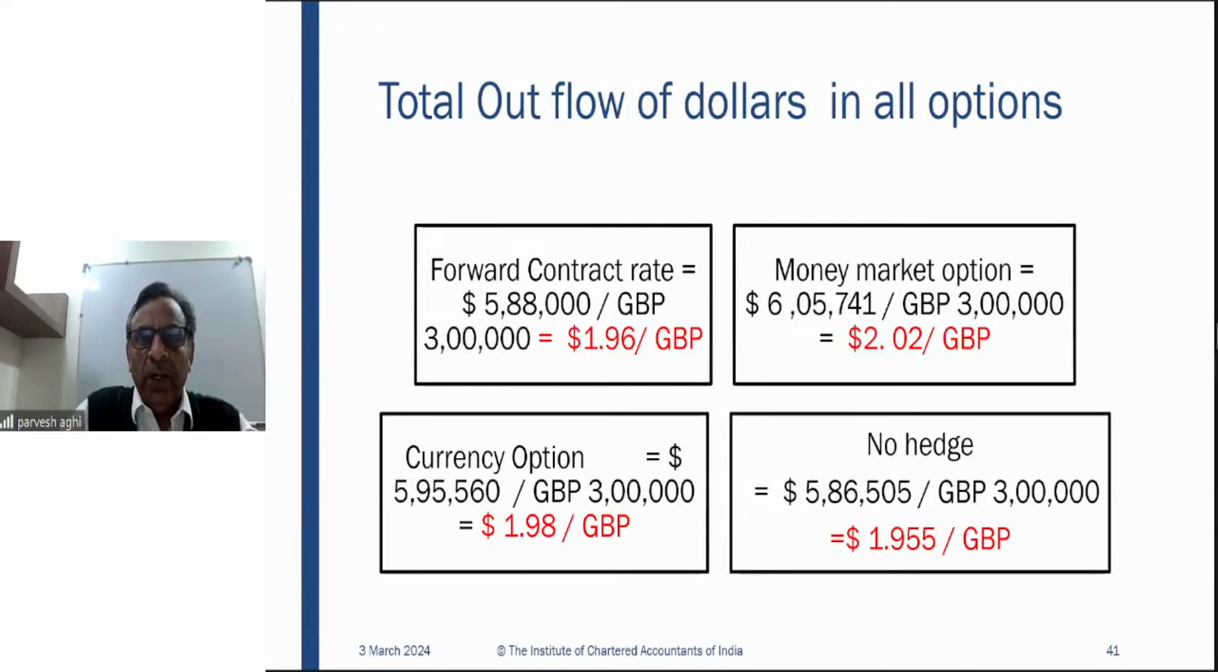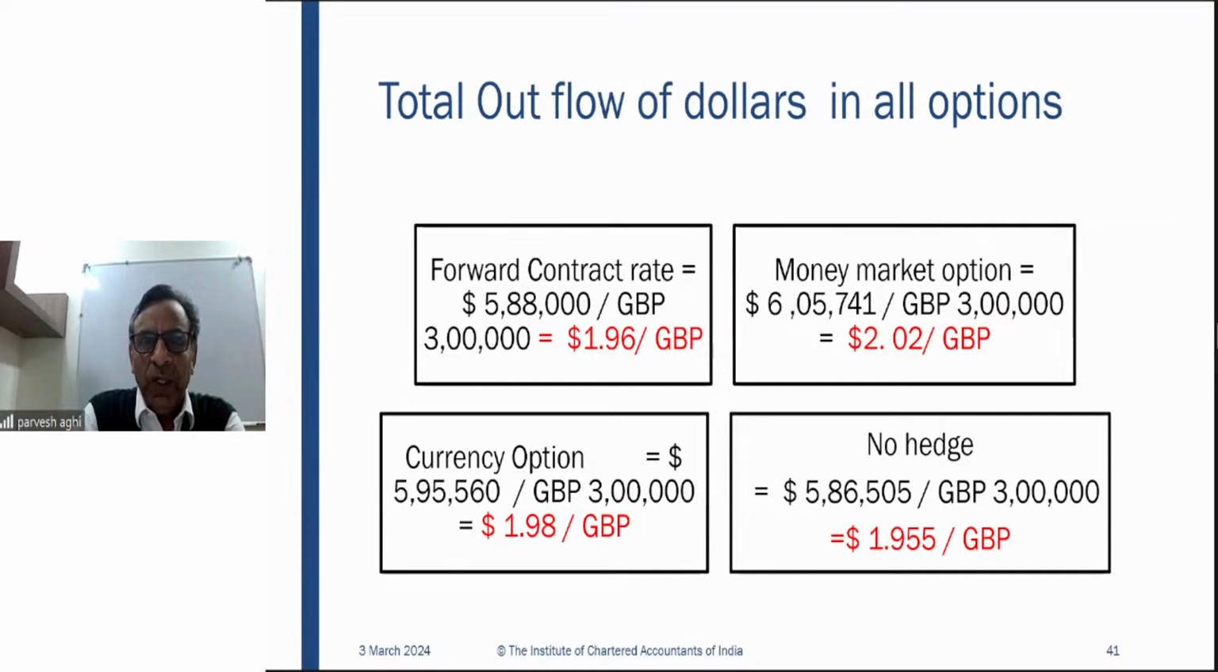If they have taken a money market option, which was not going in their favor, they had to pay $6,05,741. So if you divide this by 3 lakh pounds, it comes to $2.02 per pound. So this was the costliest option, to go for the money market. But when they had gone for a currency option, their total outflow was 5,95,560. We just calculated that. So if you divide this by pounds, that means their total cost of hedging was 1.98 dollars per pound, which is a little higher than the forward rate so far.